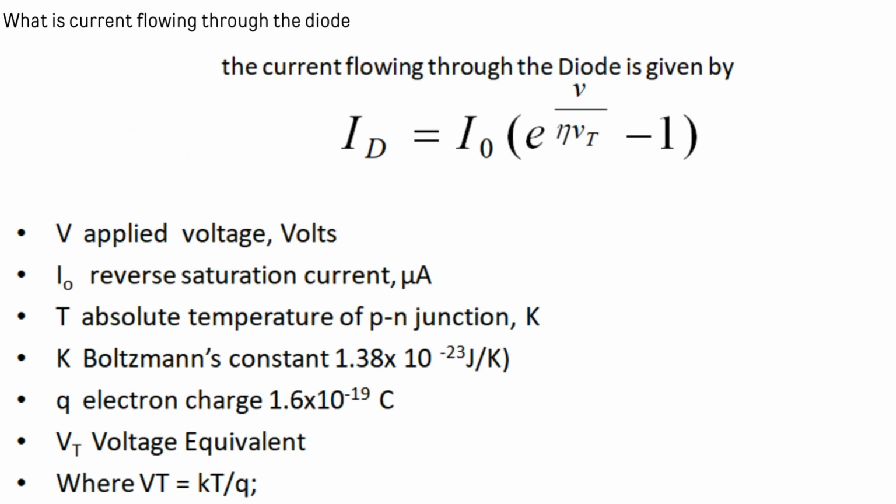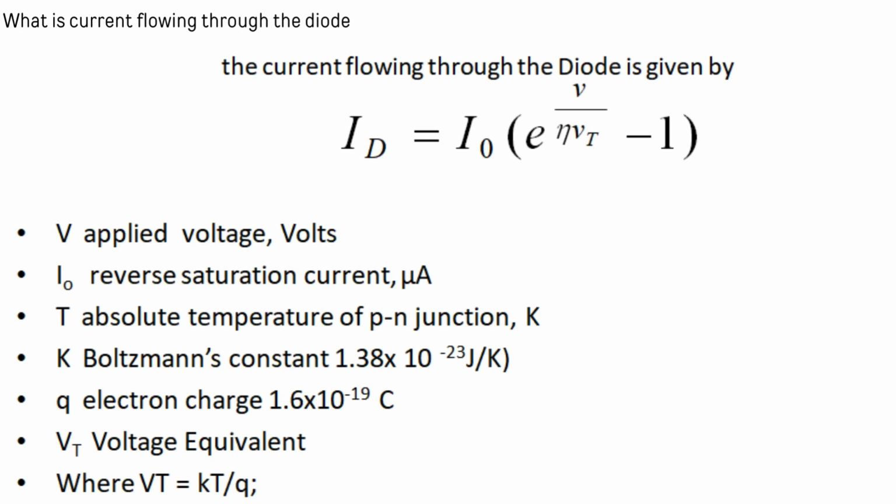What is the current flowing through the diode? The current flowing through the diode is given by ID equals I0 into e power V by eta Vt minus 1, where V is the applied voltage in volts, I naught is the reverse saturation current in microamperes, T is the absolute temperature of the PN junction in kelvins, and K is the Boltzmann's constant, which is 1.38 into 10 power minus 23 joules per kelvin.